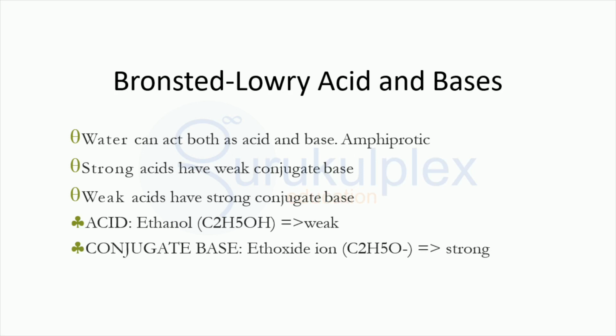As a general rule, strong acids have weak conjugate bases and weak acids have strong conjugate bases. A prime example of this is ethanol. Its acid form, C2H5OH, is weak, yet the conjugate base, or ethoxide ion, C2H5O-, is strong.